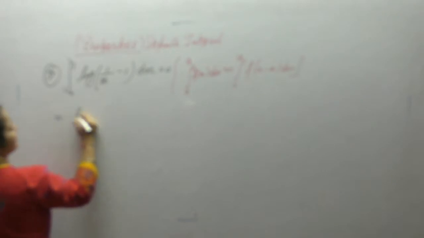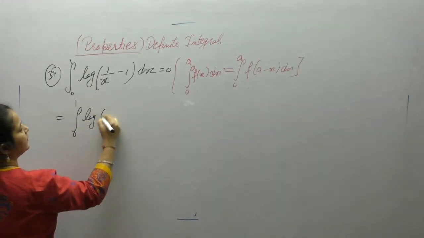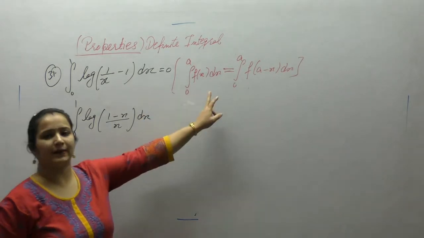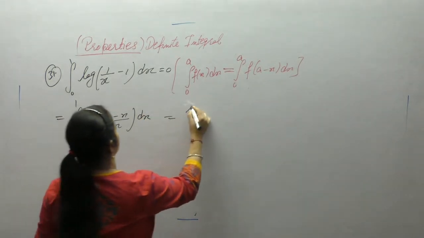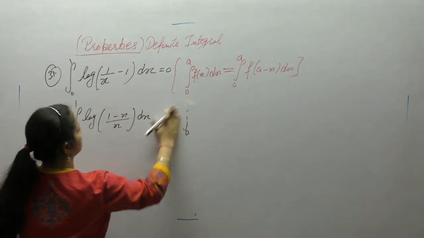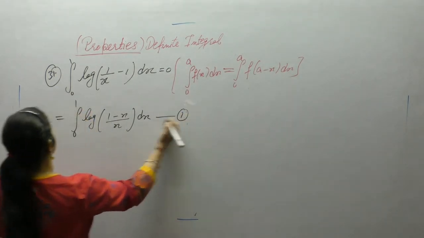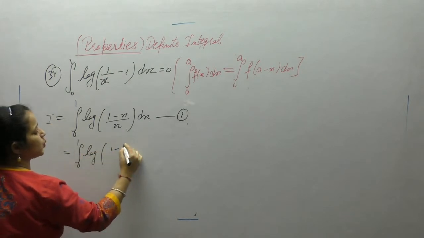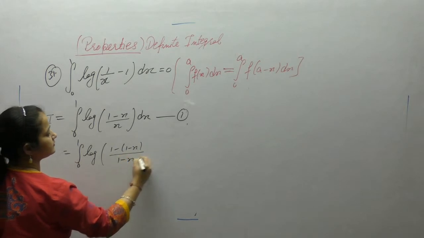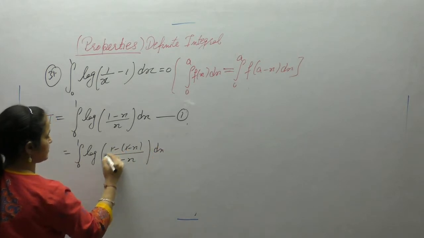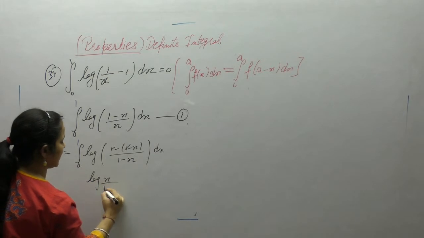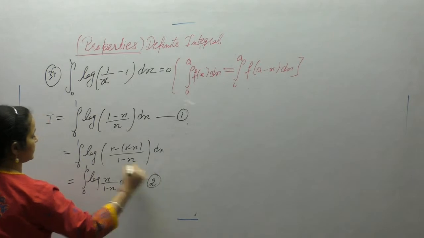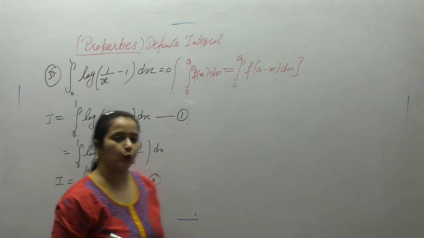Take the LCM in the first step. Now apply this property: log of, instead of x, 1 minus x, gives log of x upon 1 minus x. Now add equation 1 and 2.